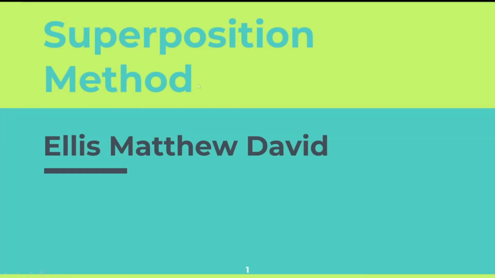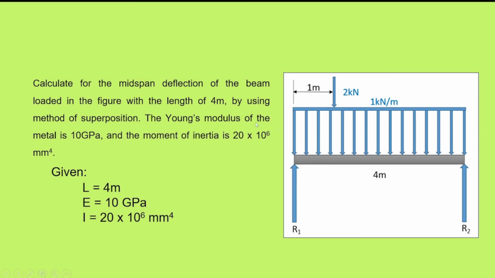Hello, my name is Elimatthew David, and I will be discussing another sample problem in beam deflection by using method of superposition. For the problem, calculate for the midspan deflection of the beam loaded in the figure with the length of 4 meters by using method of superposition. The Young's modulus of the given metal is 10 gigapascal and the moment of inertia is 20 times 10 raised to 6 millimeter raised to 4.